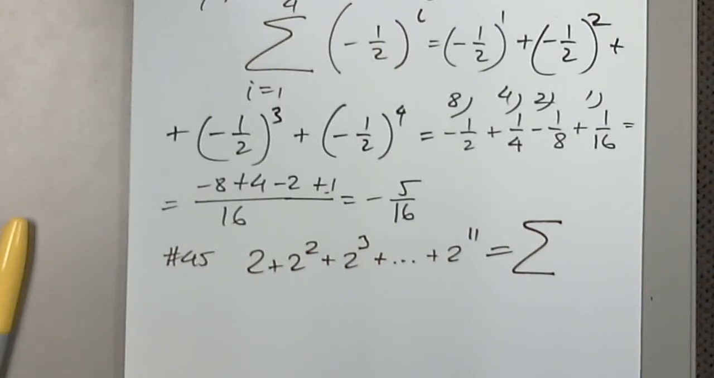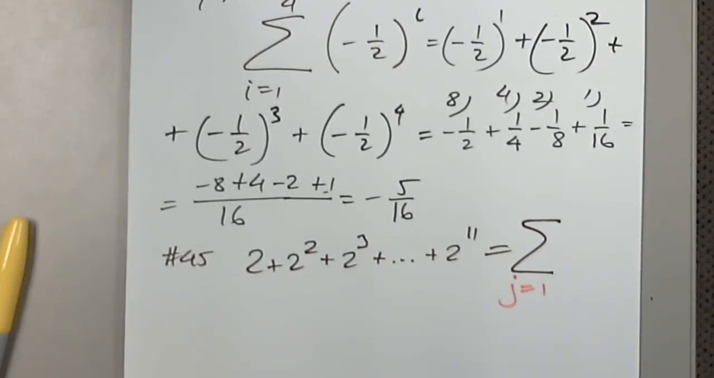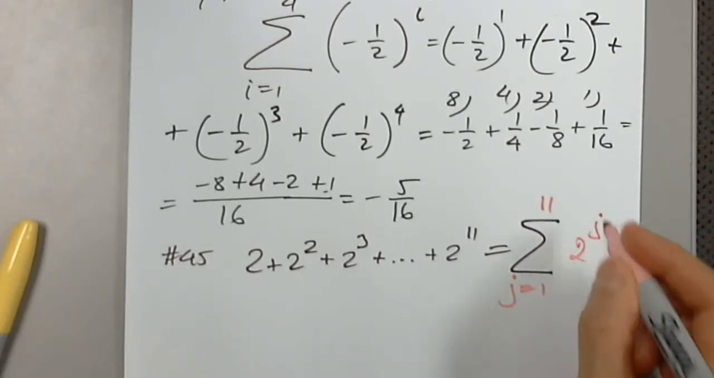What do you think? X equals 1 or whatever the variable is. Okay, let's say j this time. We want j or k or I, doesn't matter. From I equals 1 through 11. From what? 2 to the power of j. 2 to the power of j.